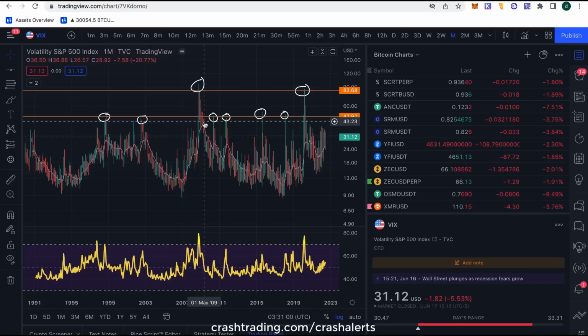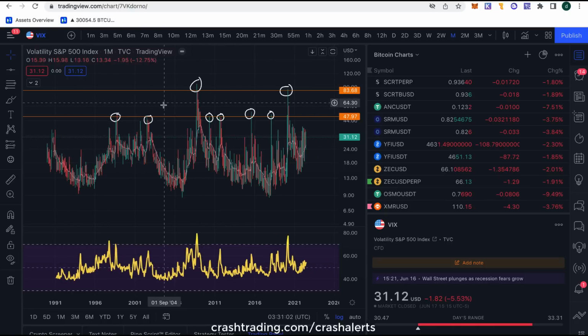What they mean by blood in the streets, and what they're not going to tell you, is blood in the streets means when VIX is at 50 to 80, okay? Most of the time it's 50. All right, let's look right over here.